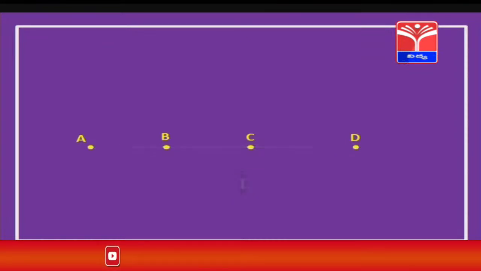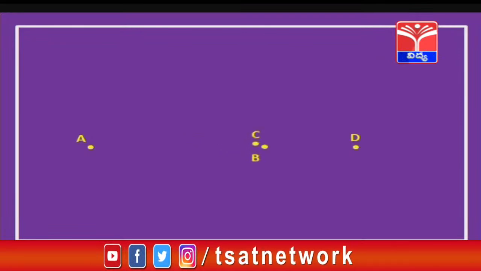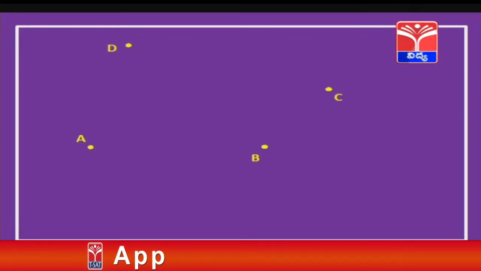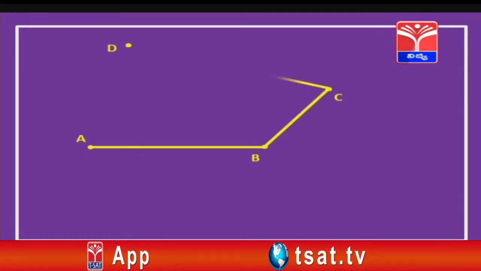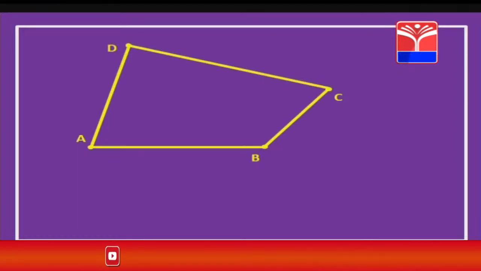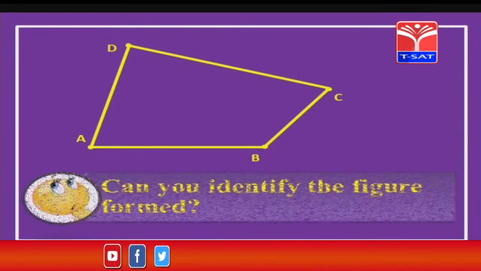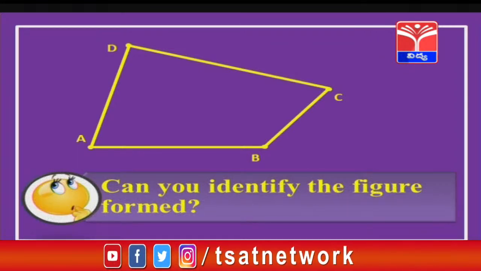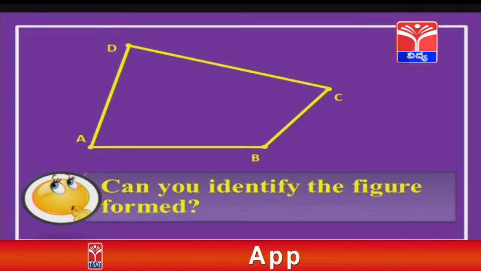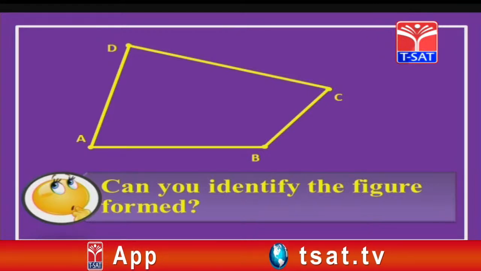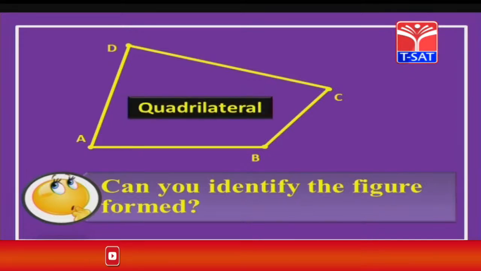Now, children, let us consider these points are not collinear. That means they are not on the same straight line, right children? Now, let us join all these points once again, children. Yes. Now, what do you notice here? And can you identify the figure formed here? Yes, here you got a figure which is formed by joining 4 points. It is a simple closed figure with 4 sides. It is called a quadrilateral.